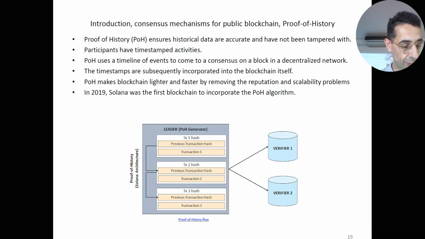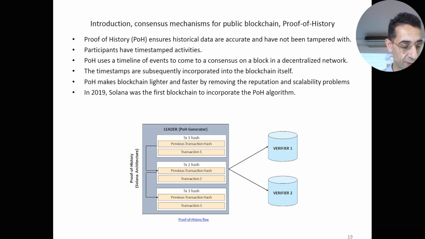The next protocol to mention is the proof of history, which ensures historical data are accurate and have not been tampered with as they are being recorded on blocks and on ledgers. Participants timestamp activities, which facilitates the use of the proof of history protocol. Proof of history uses a timeline of events to come to consensus on a block in a decentralized network.